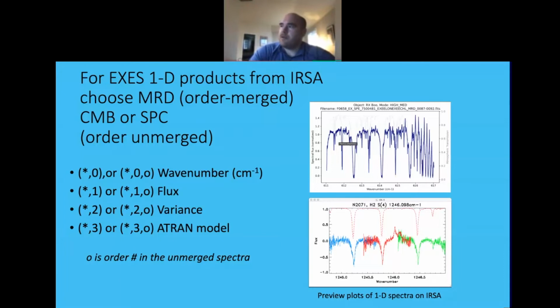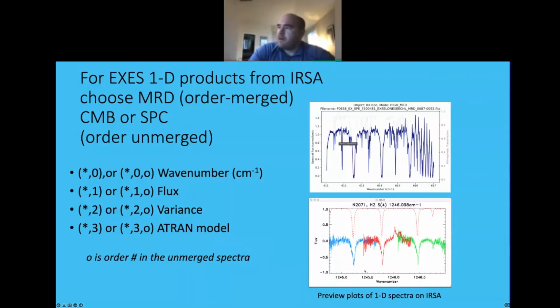And here's a couple preview images produced at URSA, or actually produced by SOFIA and sent to URSA. There's an AGB star with some CO2 lines, and you can see a light gray trace here, which is the ATRAN model, and it mimics the dominant features in the spectrum, but doesn't get all of them because there's real emission in this source.